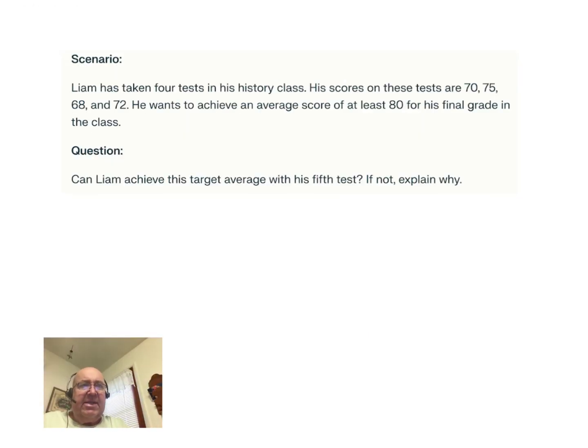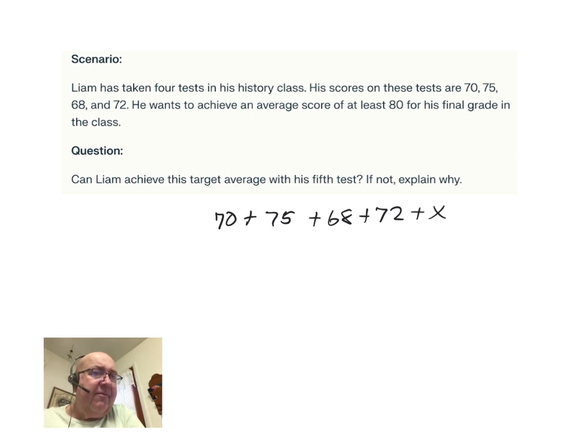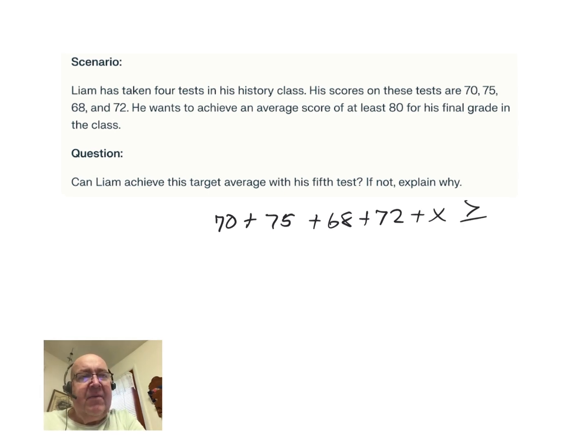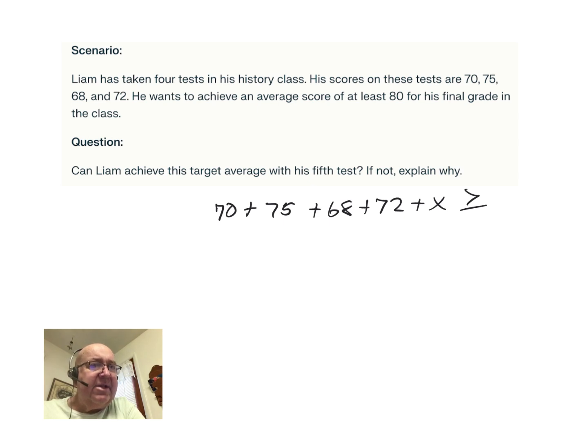And I'm just going to use that second method. I'm going to go ahead and multiply already. So Liam has taken 4 tests in his history class. His scores on the tests are 70, 75, 68, and 72. He wants to get a B. So we need to find what score he needs on the last test in order to get a B. So I'm going to go ahead and write this out. 70 plus 75 plus 68 plus 72 plus x needs to be greater than or equal to, for 5 tests and an average of 80, 400.